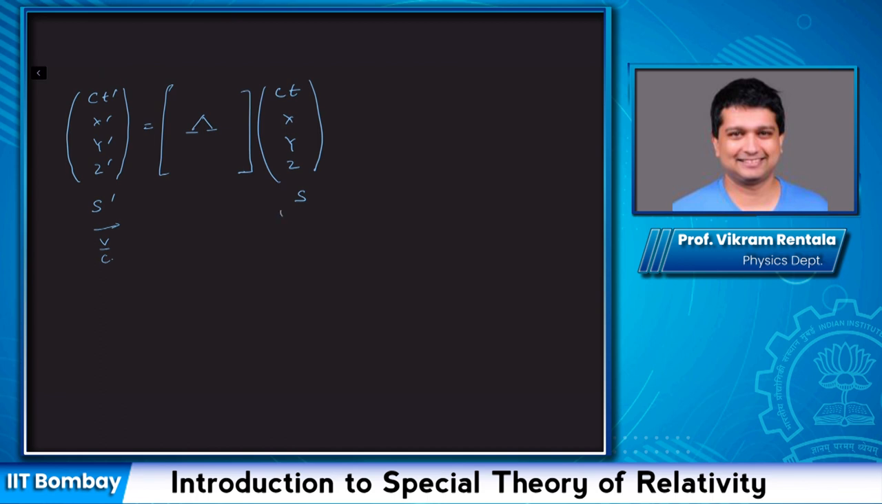So in this way, we can define this column vector. In shorthand, we can write this as a vector V. And this is a vector in a generalized sense. So this is a vector in four dimensions. Okay, so this is a four-dimensional vector.